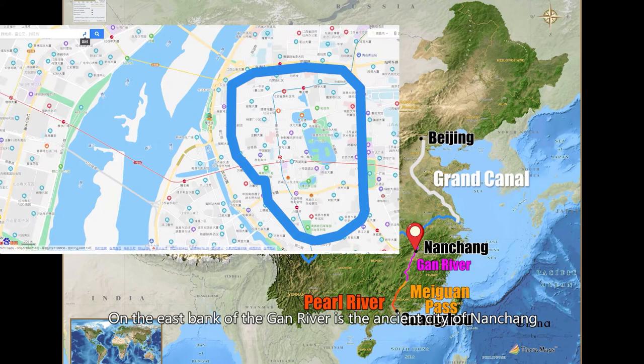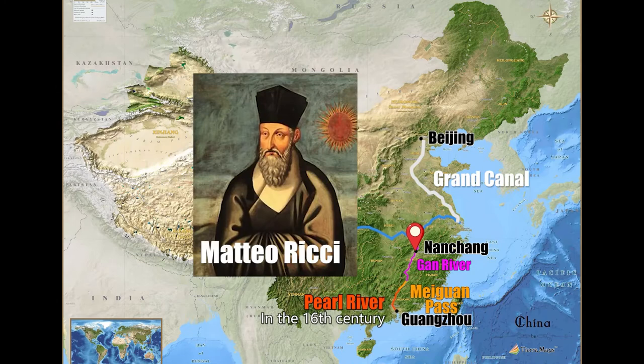On the east bank of the Gan River is the ancient city of Nanchang. Commodities and products shipped via the Gan River were traded here in the markets. In the 16th century, an Italian priest named Matteo Ricci came to Nanchang via this traffic artery.